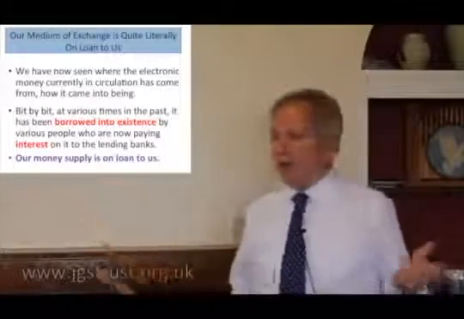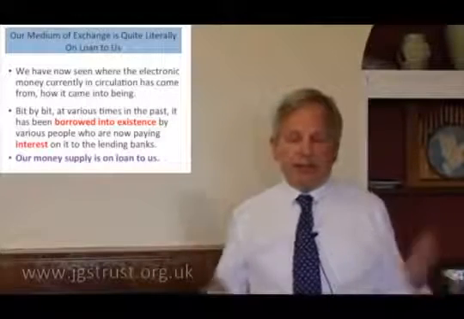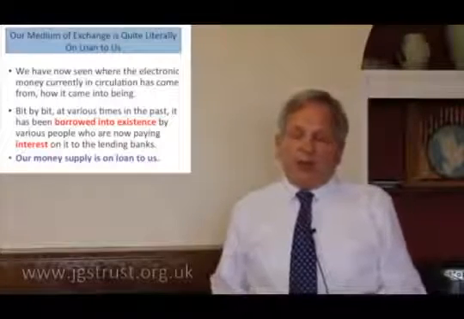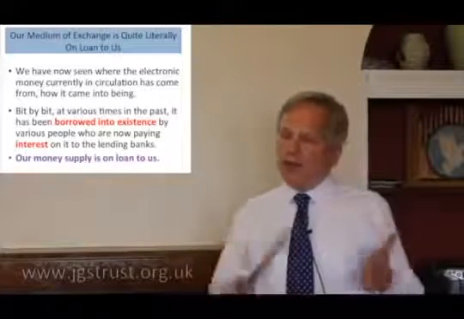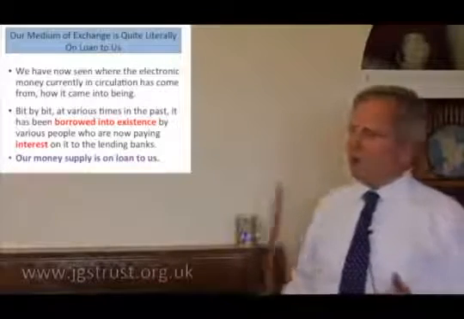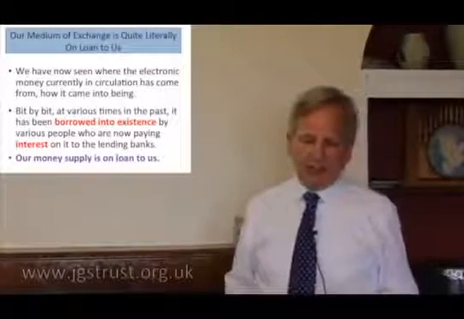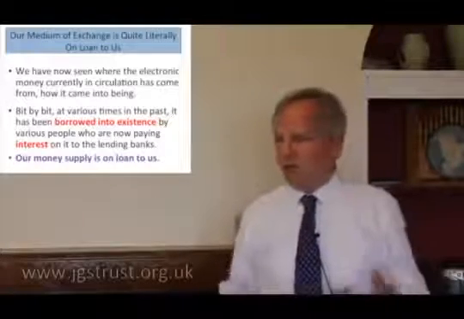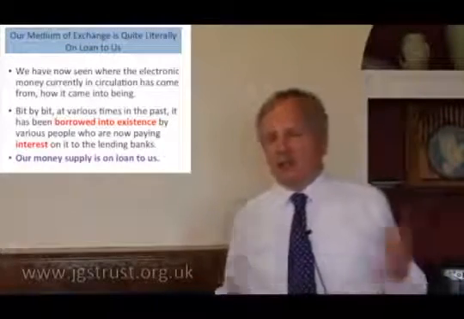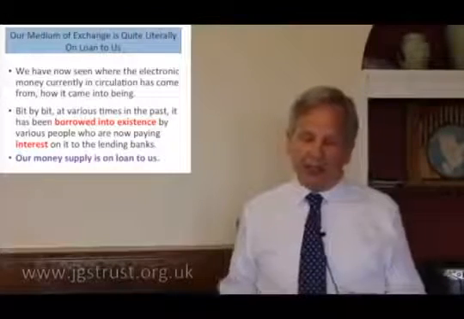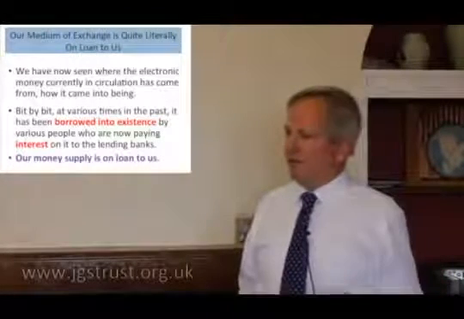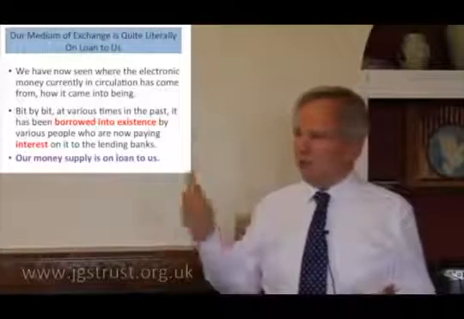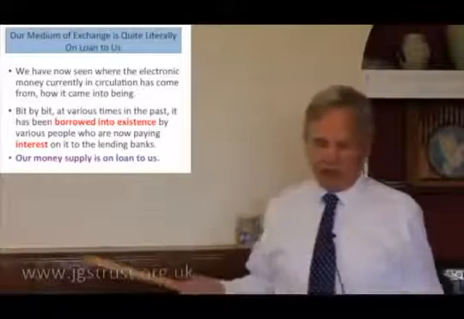So we've now seen where this electronic money comes from, how it gets into circulation, how it comes into being. And looking back, you can see that bit by bit in the past, it's all been borrowed into existence by somebody. And these people out there, or some in here probably, who borrowed these digits into existence and got them into the banking system, are paying interest on them. So every electronic pound going round and round the economy, some poor so-and-so somewhere is paying interest on it.